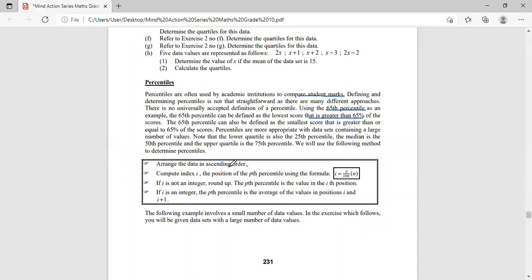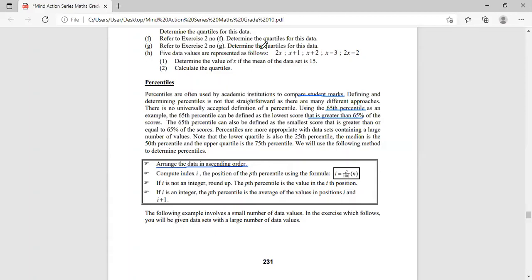See, when calculating percentiles, number one, guys, most stats, I want you to actually emphasize this part. Arranging your data into ascending order. This one is very important. Attempt a question in stats. Number one thing, arrange the data in ascending order. That's number one.